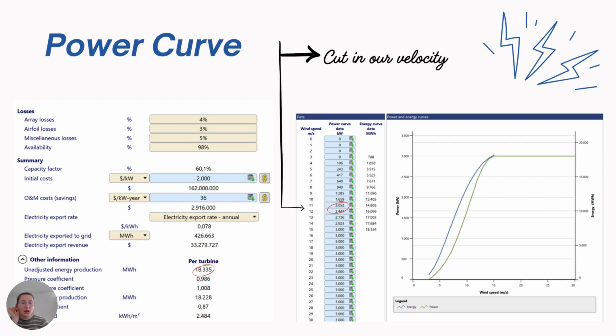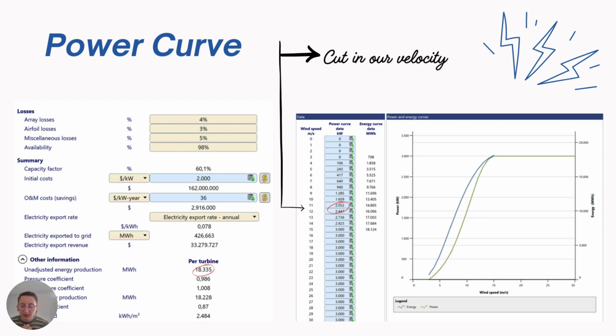We can now move on to this final part, where we need to see the power that it will provide us. First, we have to check that the temperature and the pressure level are correct for our location. We can see that there is an adjusted energy production that is approximately 18, but it doesn't matter very much.